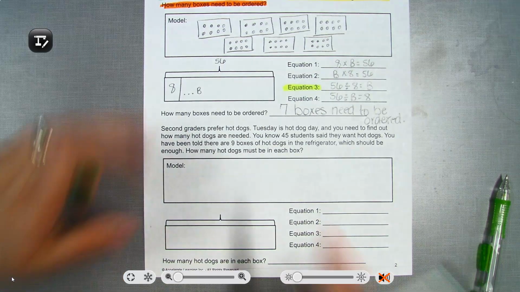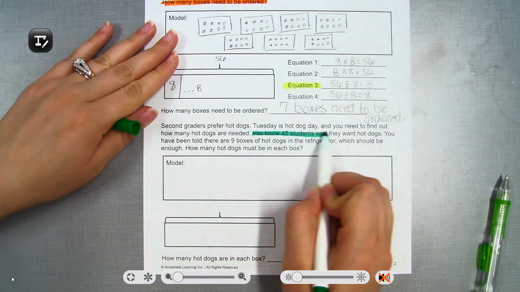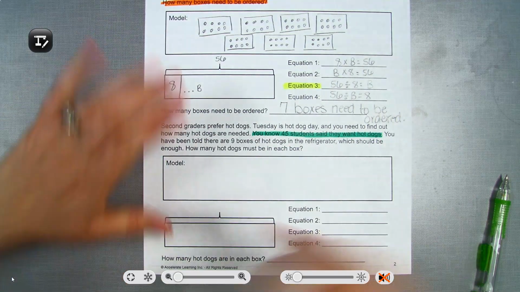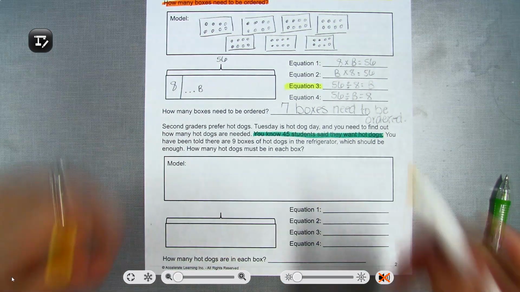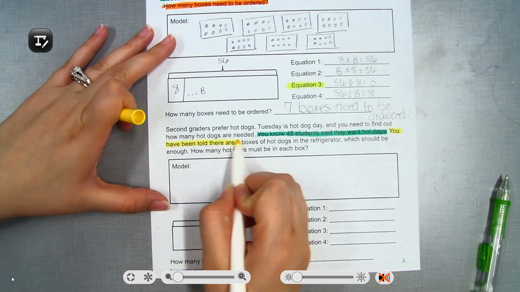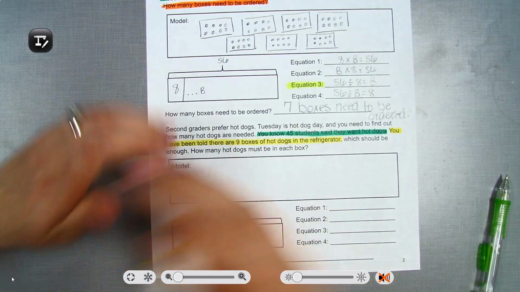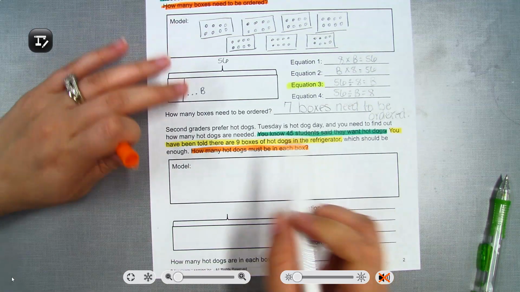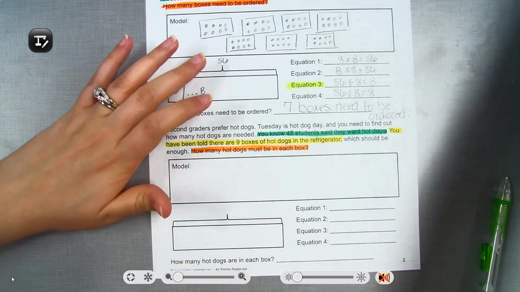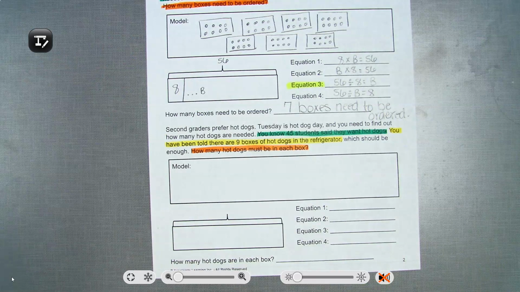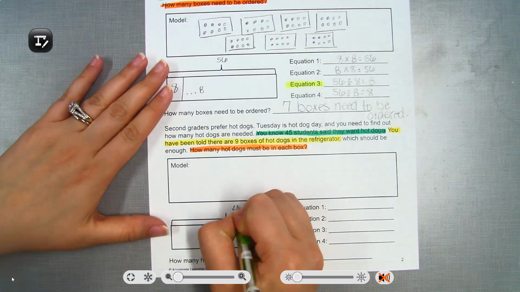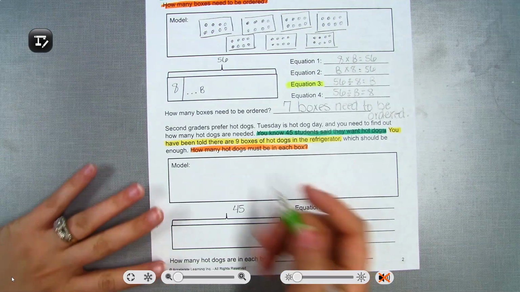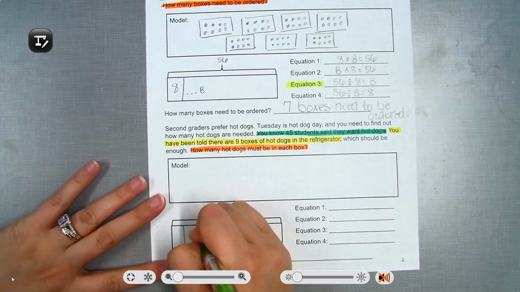I'm going to start where it starts talking about the number. So you know that 45 students said they want hot dogs. You have been told there are 9 boxes of hot dogs in the refrigerator. How many hot dogs must be in each box? So I know the number of boxes. I don't know how many are in each box. So I know that there's 45 hot dogs, and I know that there's 9 boxes. Now remember, guys, you just divide this up as best as you can.